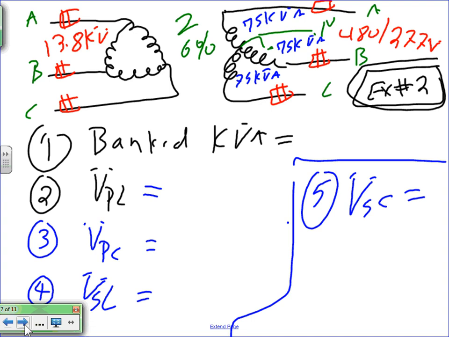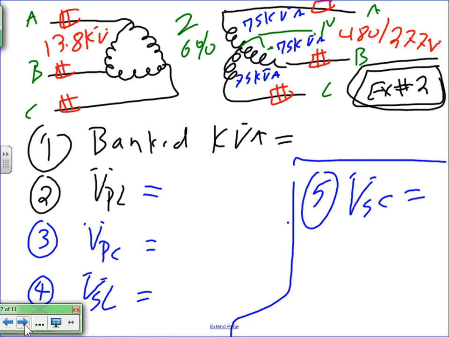Example number 2, guys: we have the same transformer now, except each one of these transformers is 750 kVA. The impedance is 6. The primary voltage is 13.8 kV. The secondary voltage is 480/277. And we need to do the same steps for this transformer. We're going to calculate the same things. Cool? And then you guys are going to do one more for homework, then you're good to go.